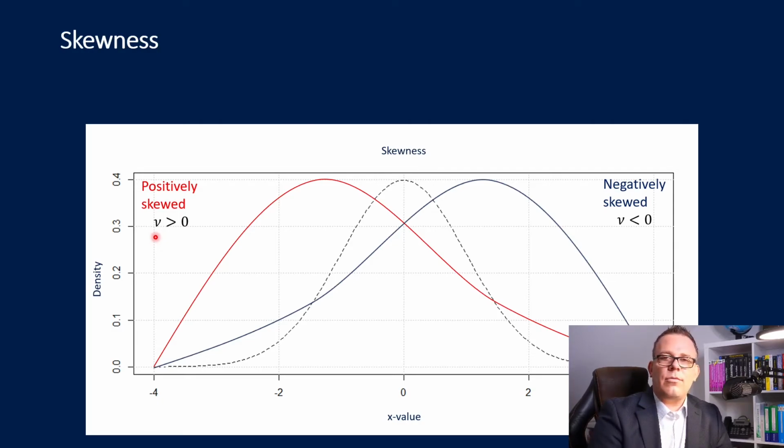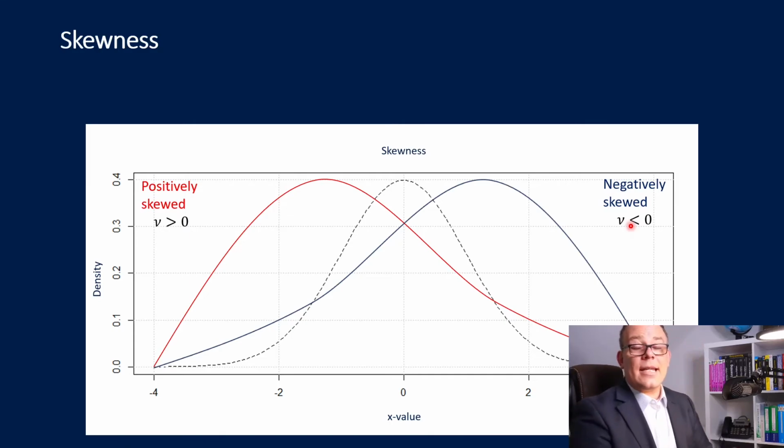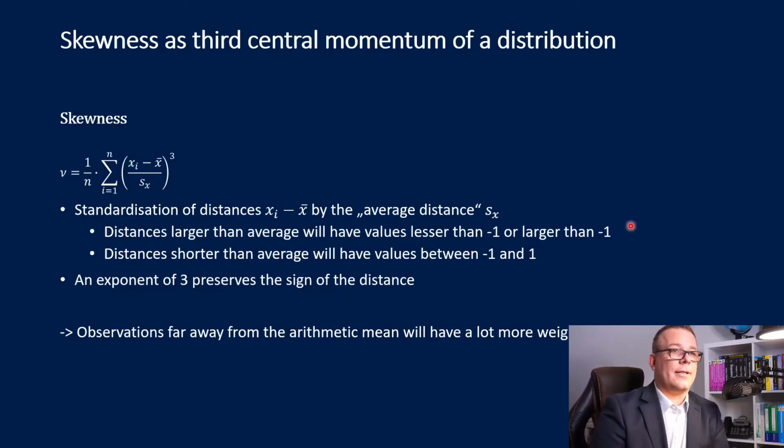And if the skewness or the mu is positive, we speak of a positively skewed distribution, and if it is negative, we speak of a negatively skewed distribution. Let's see how that is defined. The skewness is called the third moment of a distribution because it is calculated in the power of 3. Let's see what happens here.